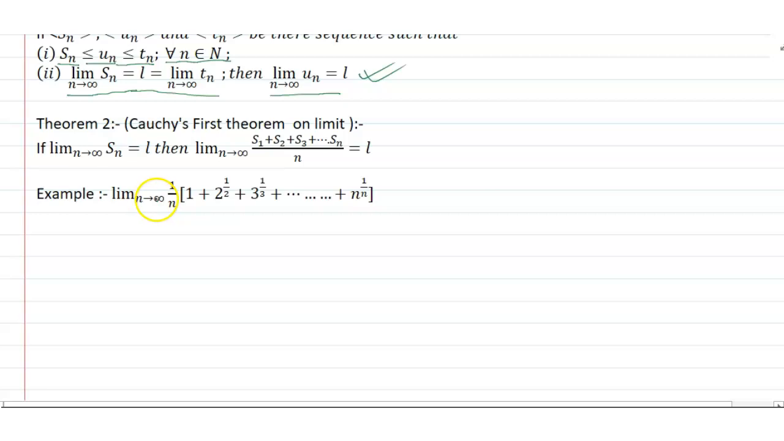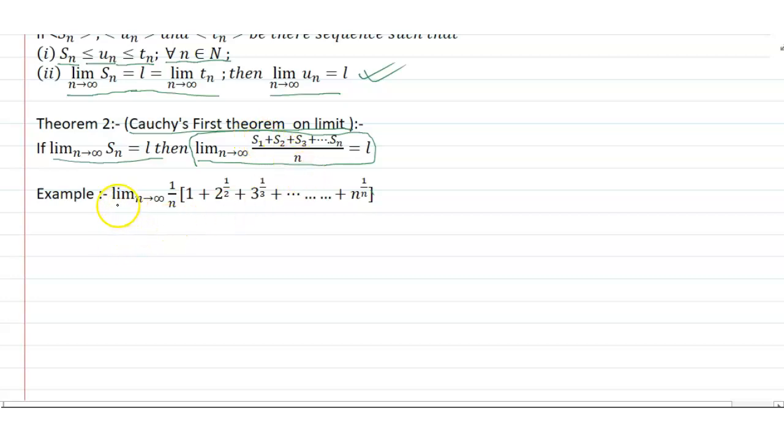Next, theorem 2. Theorem 2 is Cauchy's first theorem on limits. If limit n tends to infinity Sn equals L, then limit n tends to infinity (S1 plus S2 plus up to Sn) by n equals L. So this is Cauchy's first limit theorem.